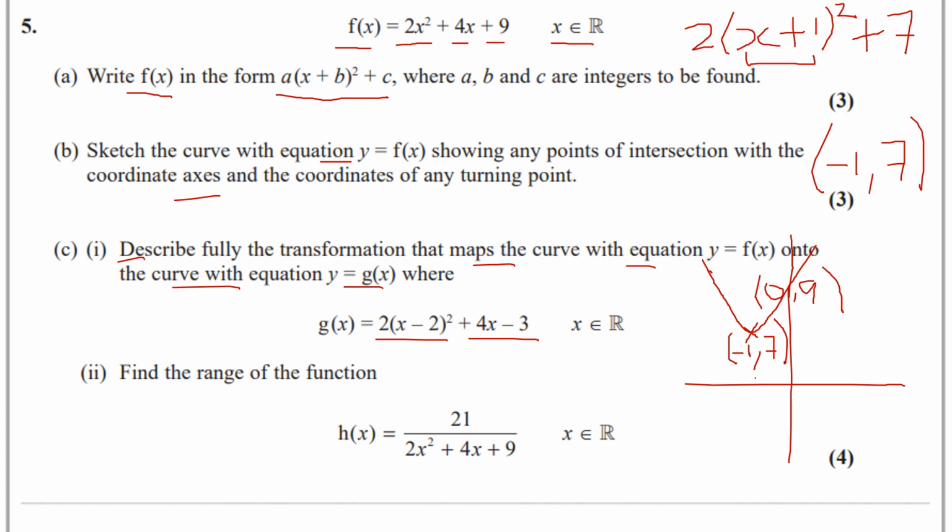But what you could do is, if you set x equals 0, what would the value of y be? So when x is 0, you're going to have minus 2 squared, that would be 4. 4 times 2 is 8. Then plus 4 times 0 would be 0, minus 3. So when x is 0, y is 5. But we don't know the turning point.